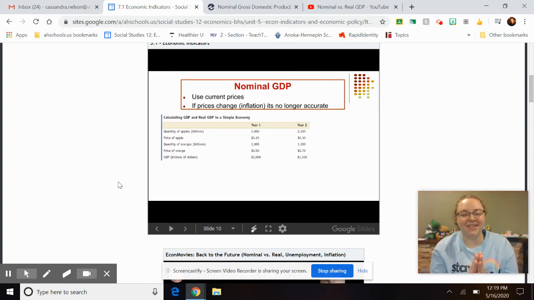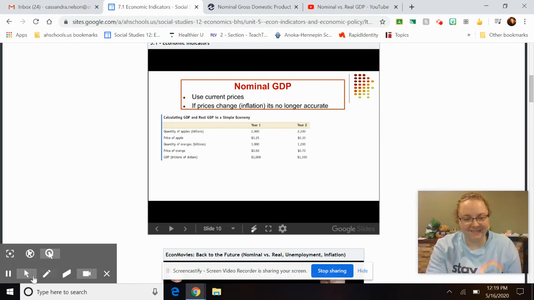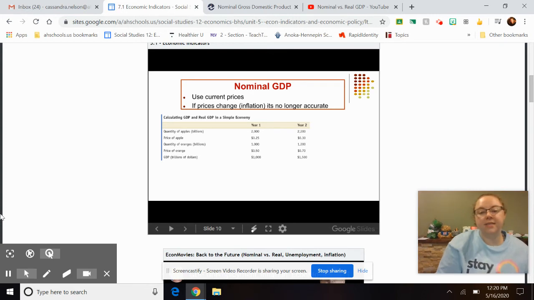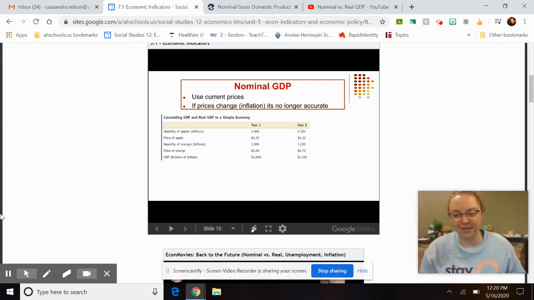Nominal GDP is the current prices. If change inflation is no longer accurate. Okay, this is the easiest way to explain this to you.